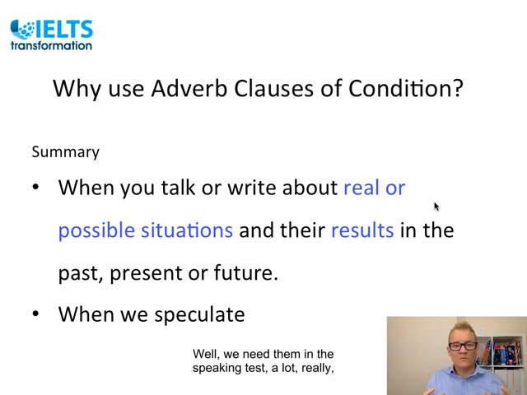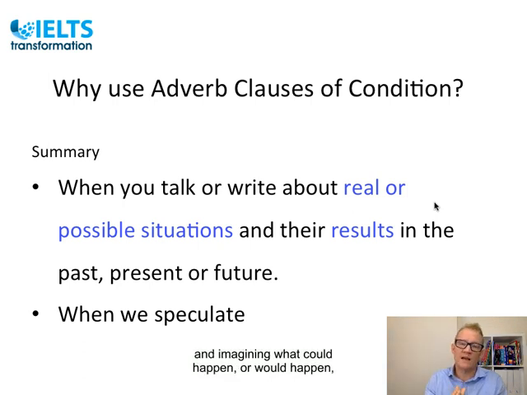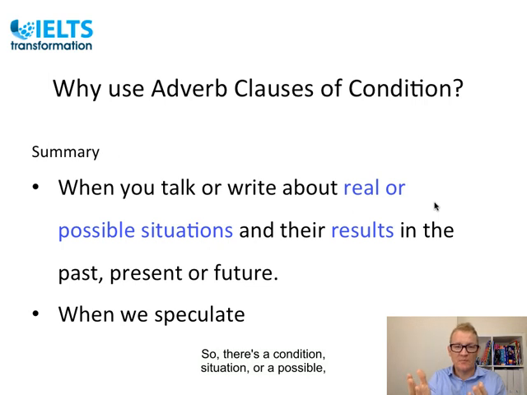So why use them? Well, we need them in the speaking test a lot, really, and also in the writing test. When you talk about a real or possible situation and the result of that situation, so what happens next, it could be in the past, the present, or the future. And also when we speculate, so this is when we're looking into the future and imagining what could happen or would happen. If this happens, then this happens. Okay? So there's a condition, a situation, or a conditional situation, and the result or possible result.